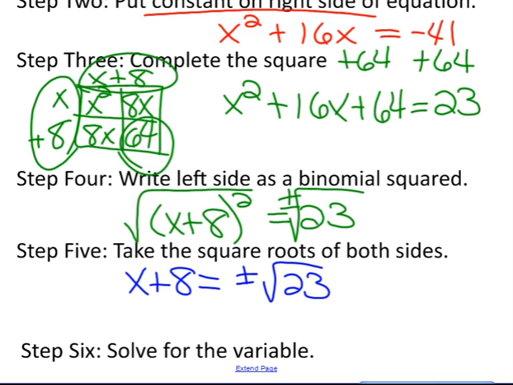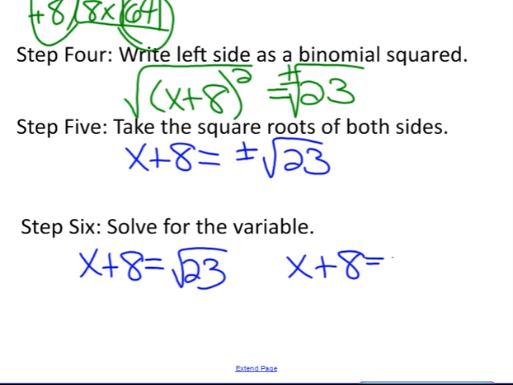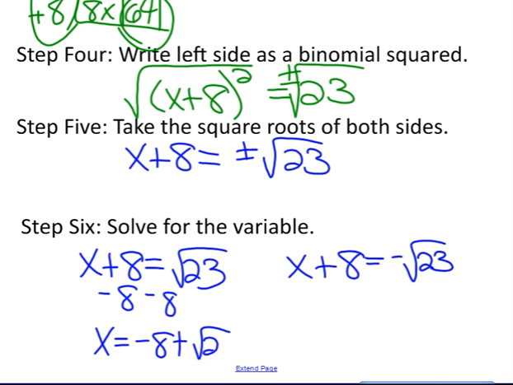We're going to solve for the variable. Remember to write it separately. X plus 8 is equal to positive square root of 23. X plus 8 is equal to negative square root of 23. Subtract 8. Negative 8 plus the square root of 23, and negative 8 minus the square root of 23.